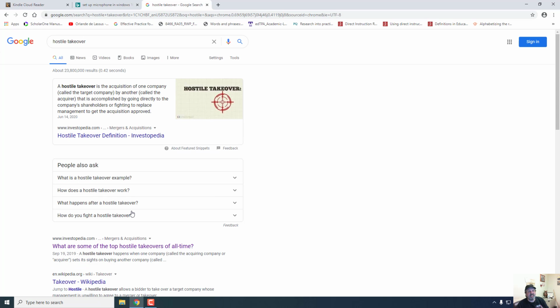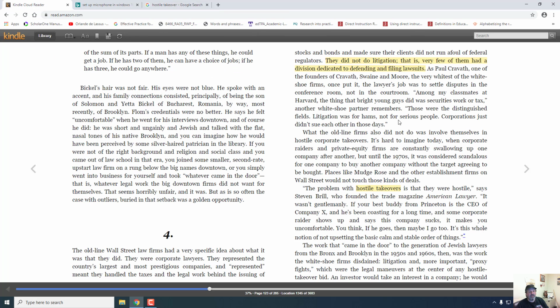So do some sense making, discuss what it means, and think about how it connects to the story. Because this is something Flom was willing to get involved in that other people weren't, which helped his success. So give me a quick write-up telling me what a hostile takeover is in words that make sense to you and how it ties in, and I'll see you in a moment.